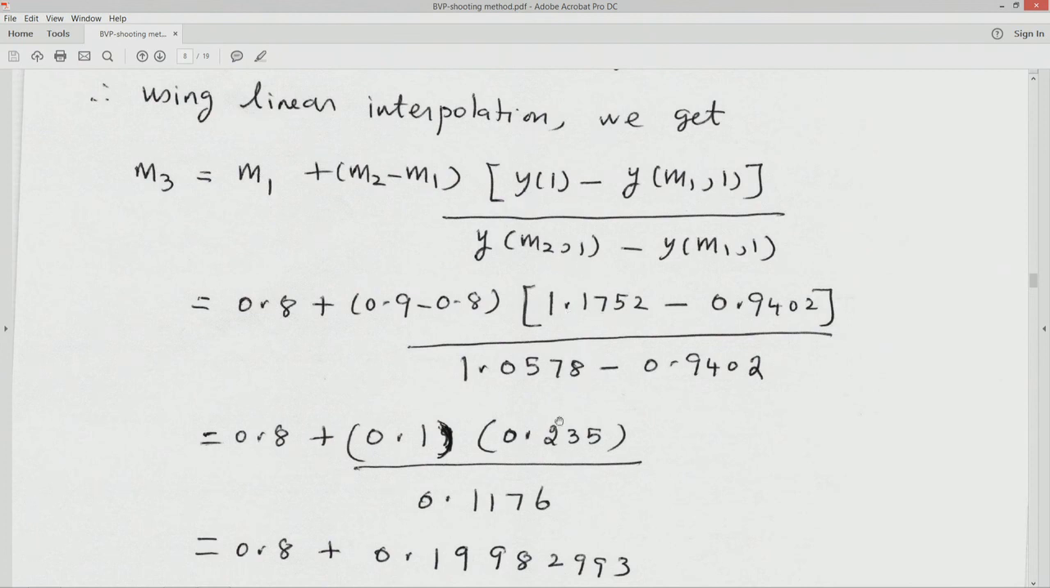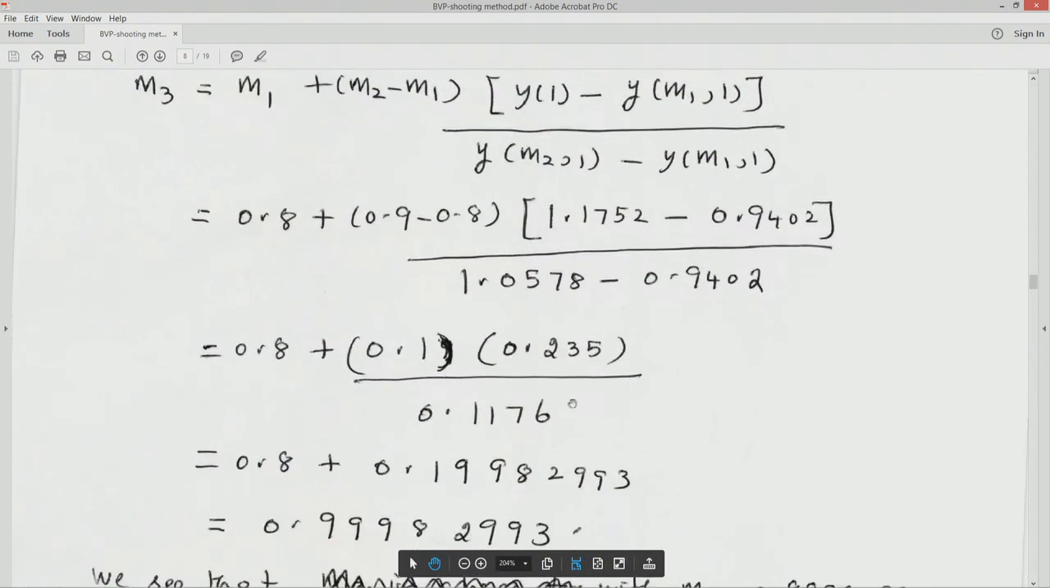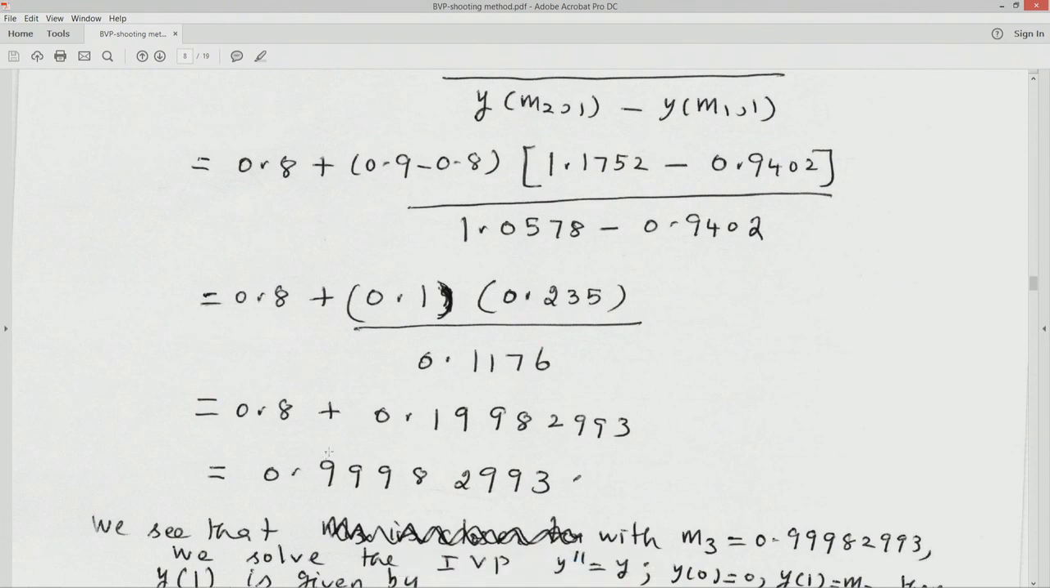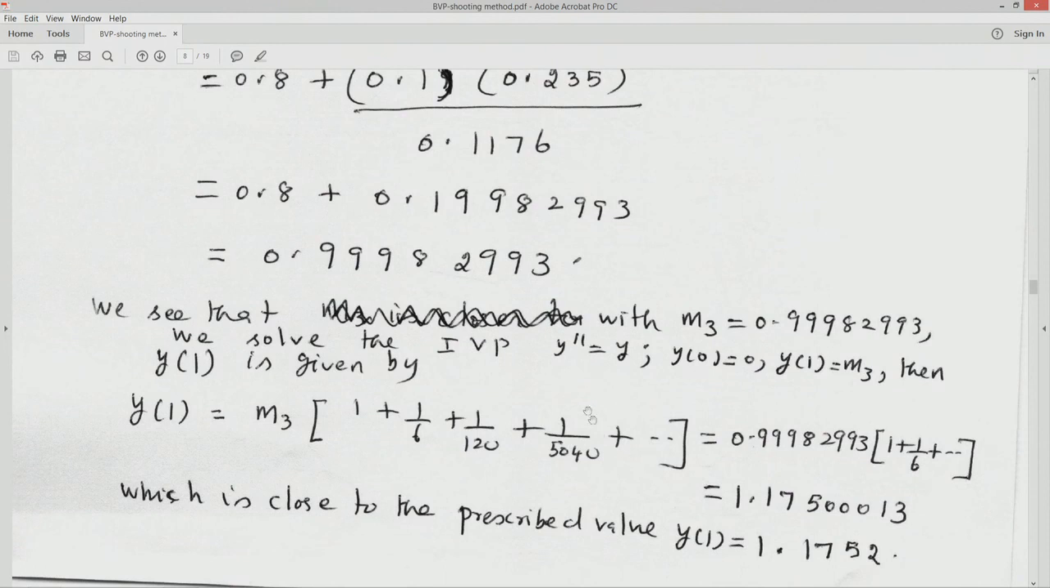So, I substitute that and then do the computations, and I end up with the value of m3 to be 0.99982993. So, I have a value of m3 which is the slope y dashed of 0. So, I would now like to consider a new initial value problem. What is it? It is y double prime equal to y, y of 0 is 0 and y prime of 0 is this m3 which we have computed. And so, again I solve this initial value problem by Taylor series method, which gives y at 1 to be m3 times these terms. m3 is available to us.